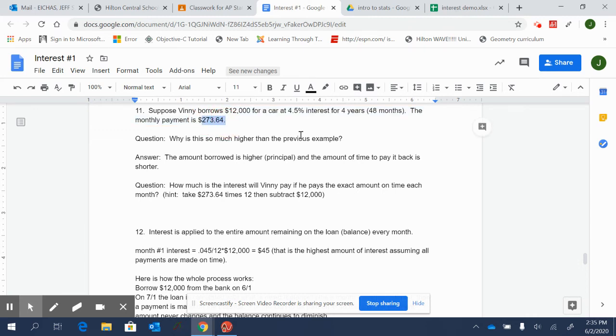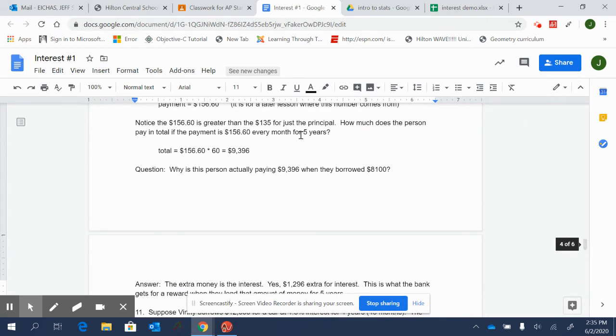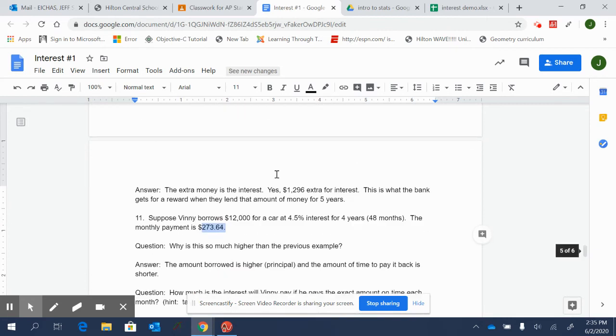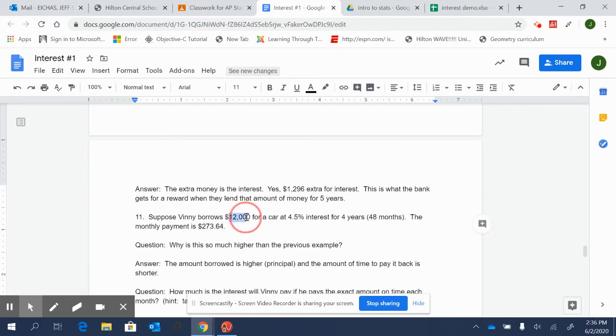$273.64 is the payment that's going to be needed for this next one. So two things. First, how much you borrowed was much higher. It was $8,100 in the previous example, and this one's $12,000. It's a lot more. The more you borrow, the greater the interest impact is. Now, the interest rate went down, which is good: 4.5%, lower than 6%.